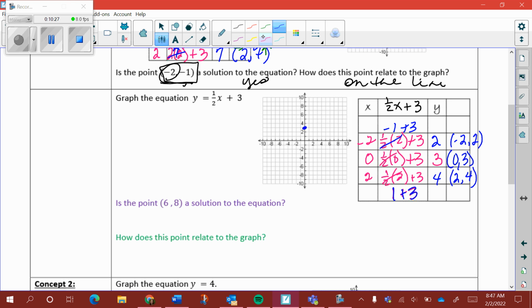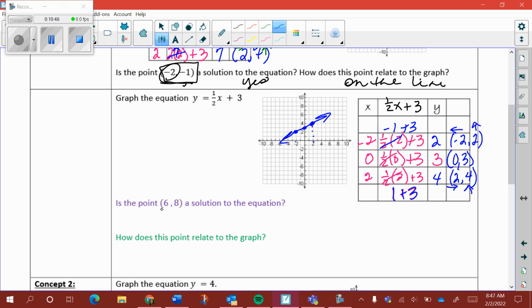So I can plot the rest of those dots. I'm going to go negative 2, 2. So this means left 2, up 2. And this means right 2, up 4. So right 2, up 1, 2, 3, 4. And make a pretty line.